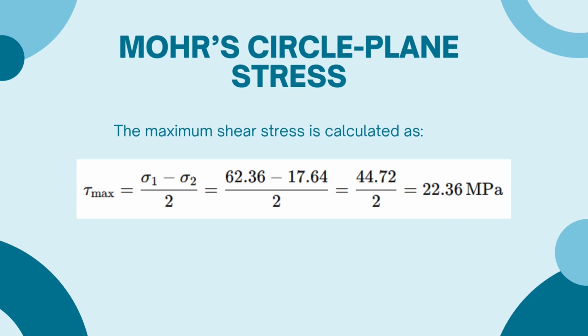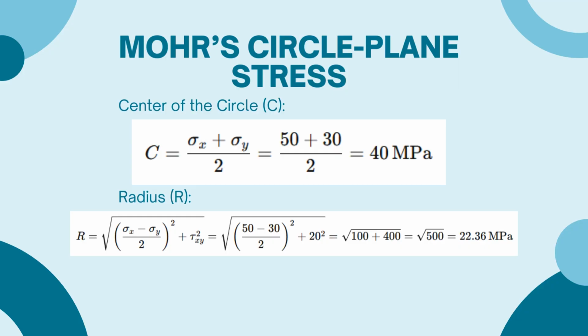Now, let's calculate the maximum shear stress, tau_max. Using the principal stresses sigma 1 equals 62.36 megapascals and sigma 2 equals minus 17.64 megapascals, we can apply the formula. This value represents the maximum shear stress, which is an important indicator of potential material failure due to shear forces.